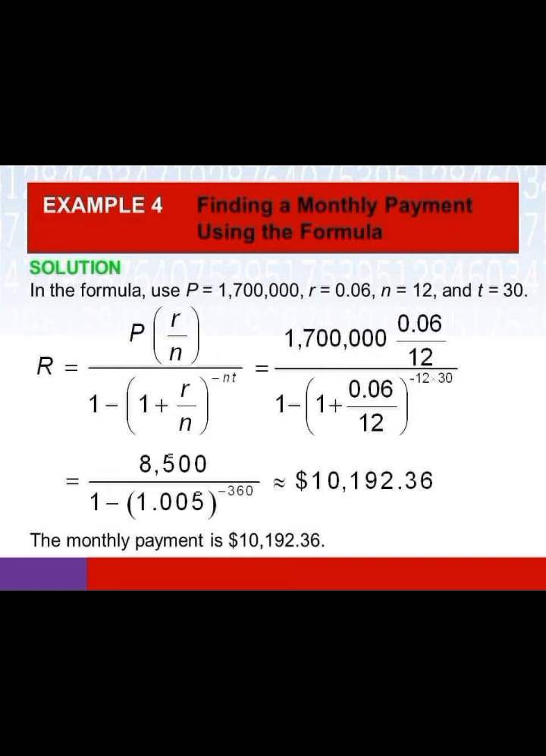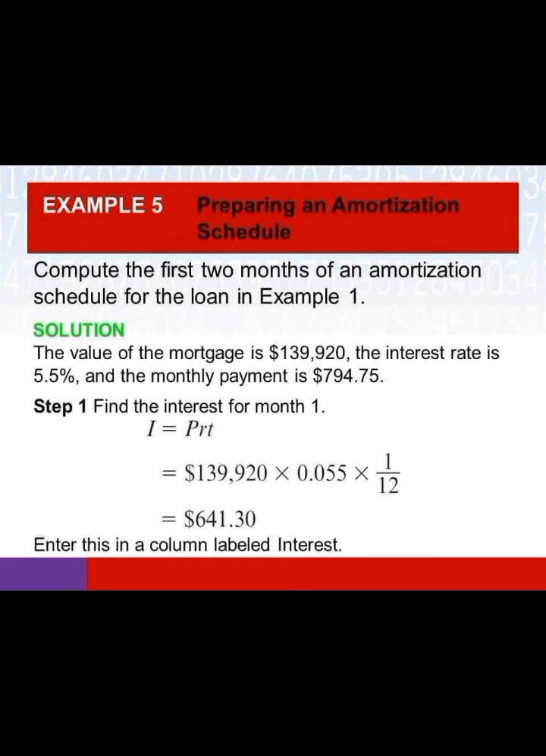So, it's 1,700,000 times 0.06 divided by 12 equals 8,500 over 1 minus 1.005 raised to the power of negative 360. The answer is approximately $10,192.36. That is the monthly payment. And example number 5, preparing an amortization schedule.